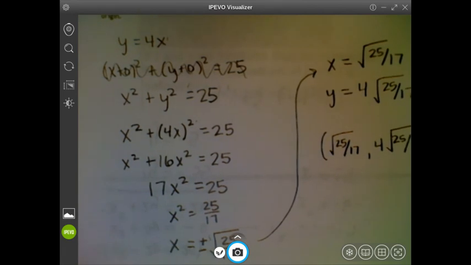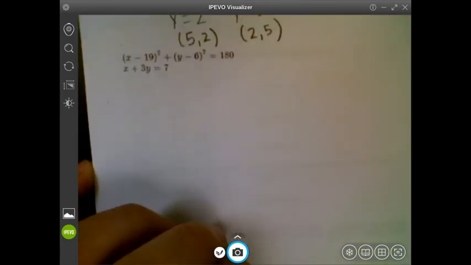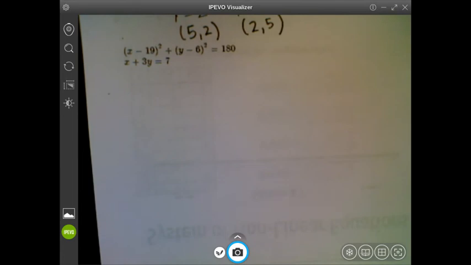All right. Up next, we've got another circle and a line problem. I'm going to start it, and then if you want to hit pause and see if you can work through it, that might not be a bad idea.